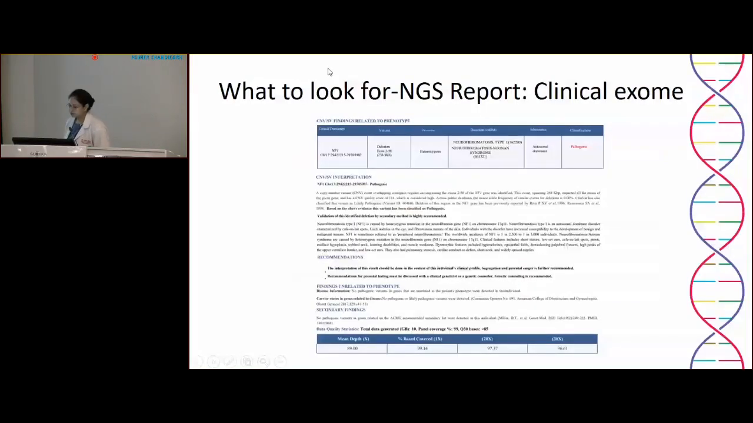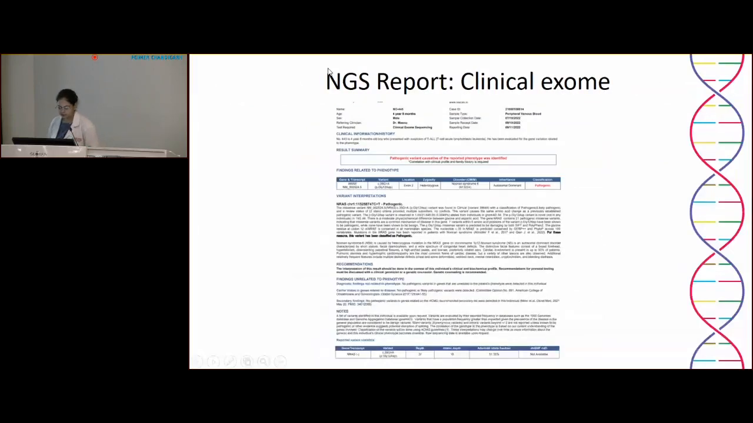There is another example of exome sequencing here, clinical exome sequencing, and again they can have different parameters of description, but it is always given with the mean depth and the coverage for that particular panel.